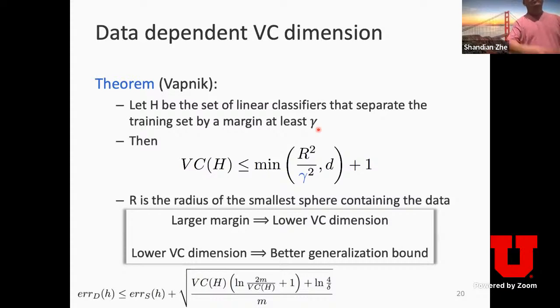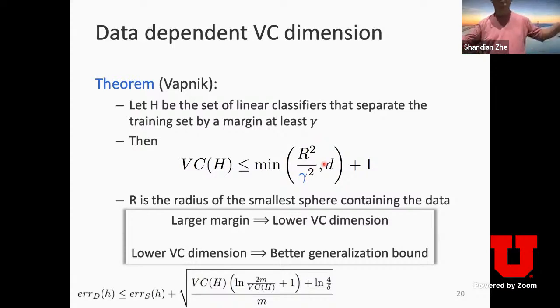Okay? And of course, it is going to exclude many other linear classifiers whose margins are smaller than gamma. So that's why we call it a small subset of gamma, right? And then from this Vapnik theorem, we can conclude that the VC dimension of H will be upper bounded by 1 plus this minimum of D and R square over gamma square.